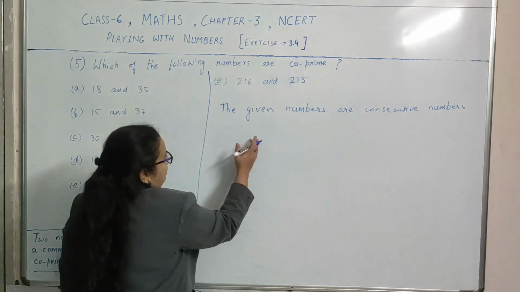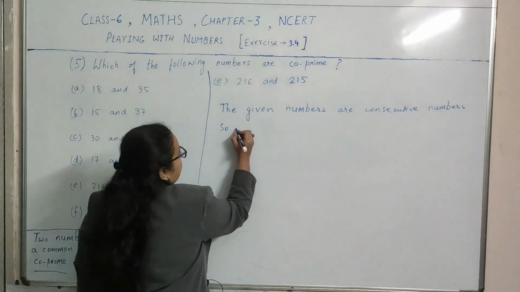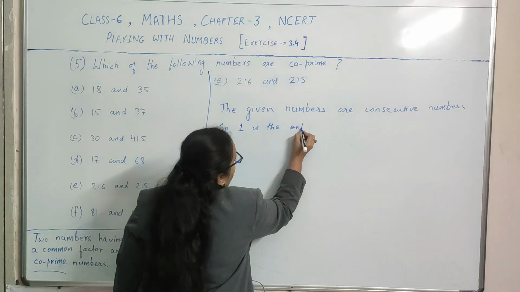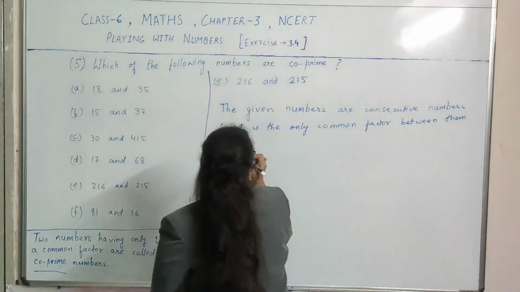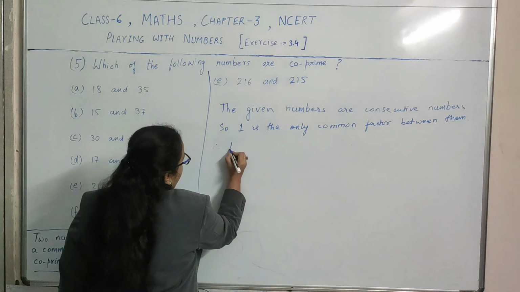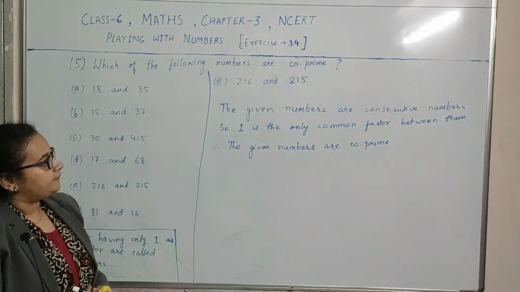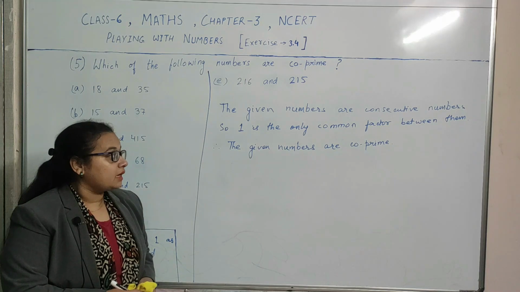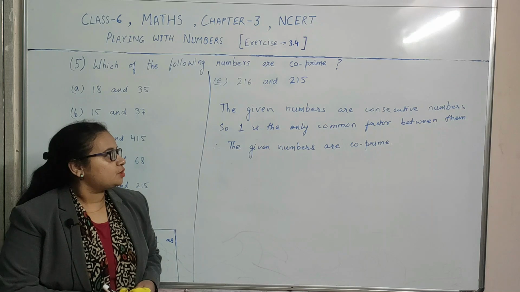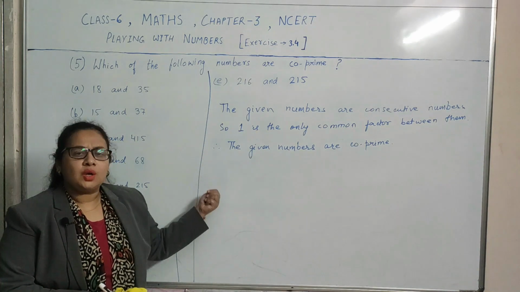The given numbers are consecutive numbers, so 1 is the only common factor between them. Therefore, the given numbers are coprime. Finding the factors and then coming to the conclusion whether the numbers are coprime or not is a tedious task. So you can do it like this by just saying the numbers are consecutive, which means they are coprime.